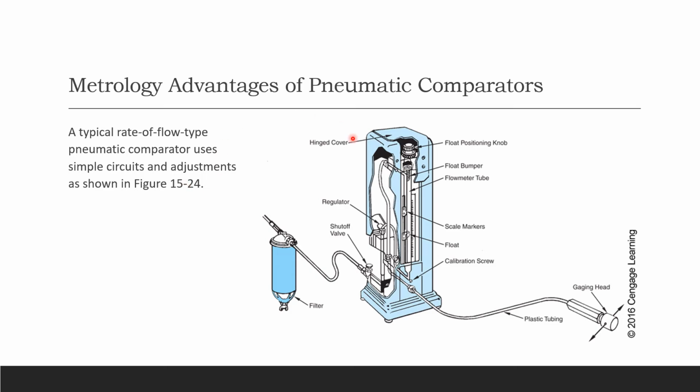Advantages of pneumatic comparators. A typical rate of flow type comparator uses simple circuits, so therefore that's an advantage. And adjustments. In most instruments, if your circuits are simple, that's an advantage. If you can do simple adjustment, that is also an advantage, because nobody wants to use a complicated instrument. You want something simple so you can set up quickly and be able to measure. You also want something that is easy to read. So those types of instruments are good and popular.